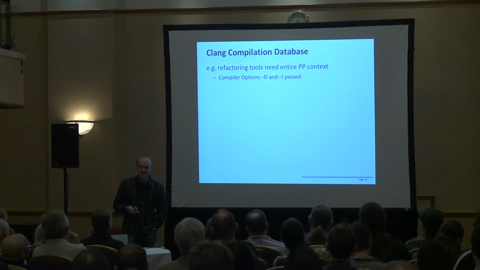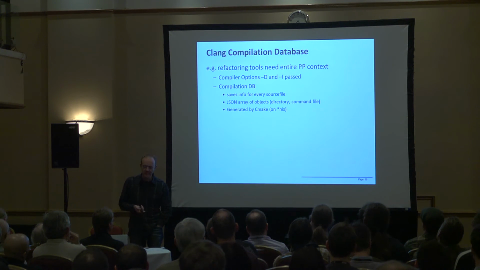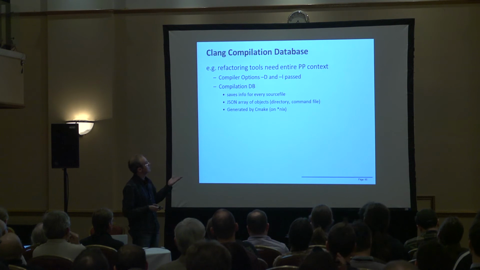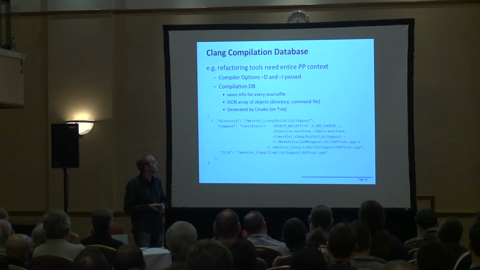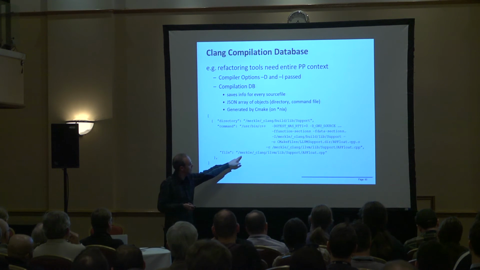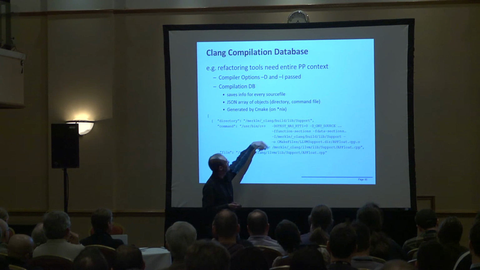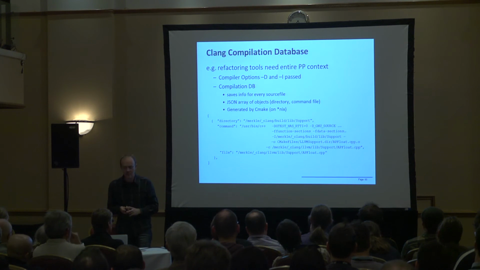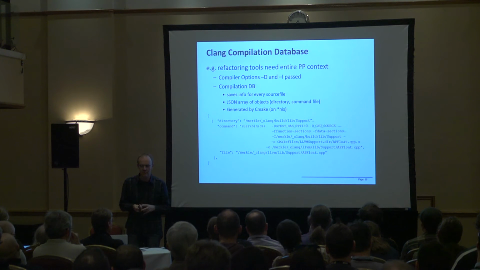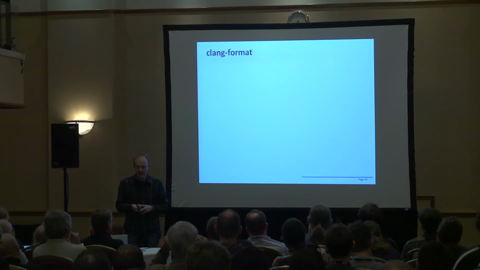So this is the information about the Clang compilation database. Essentially, your refactoring tools, for example, need the entire preprocessor context, and this is saved in a simple JSON file and is generated by CMake. So for each file which I compile, it saves the include directories and the preprocessor defines that I had on the command line at this time.